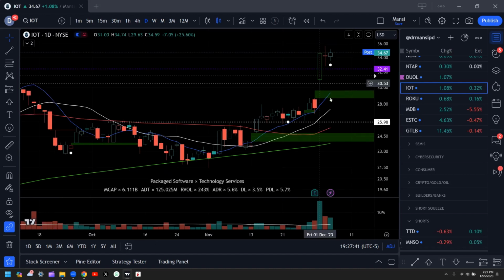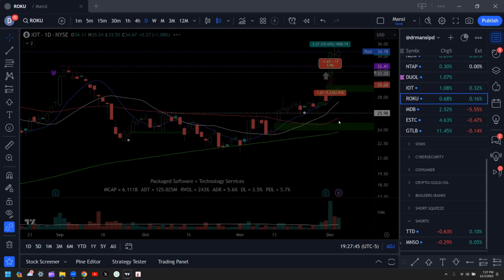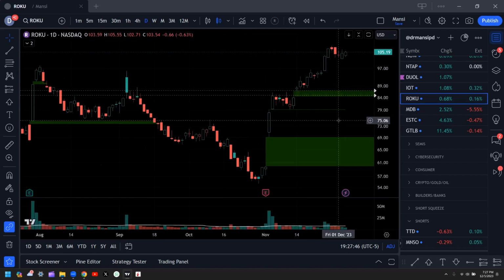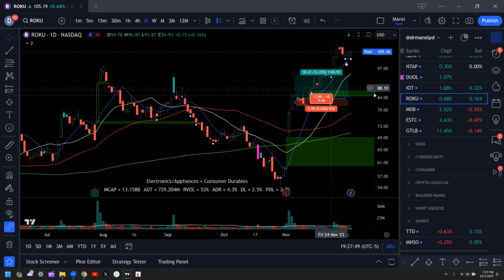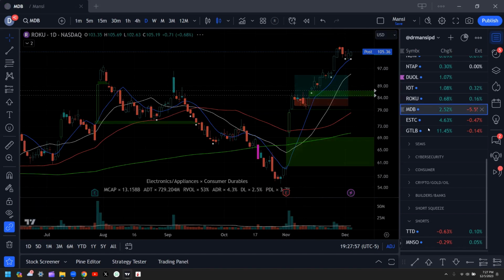IoT, similar setup, got it in the IRA, not gonna buy it here, a bit floaty in the air. Roku looks really nice as well, bouncing off the 10 MA. It had already bounced here off the 10 MA. And the second bounce off of the 10 MA is just too aggressive for me. I can't do it.